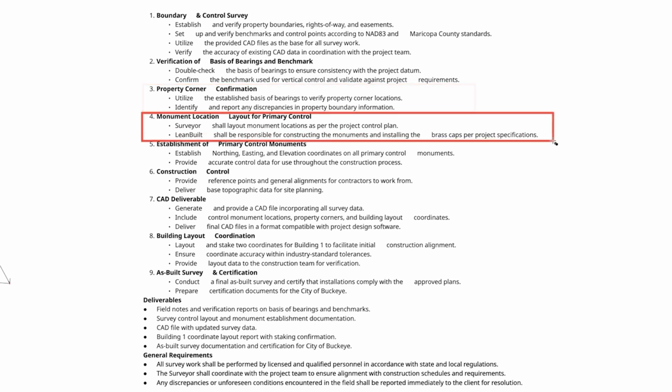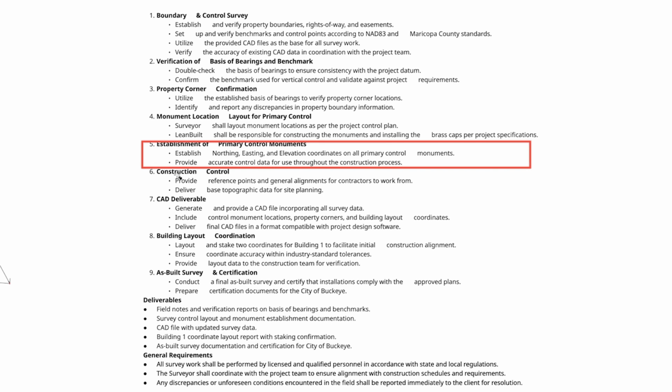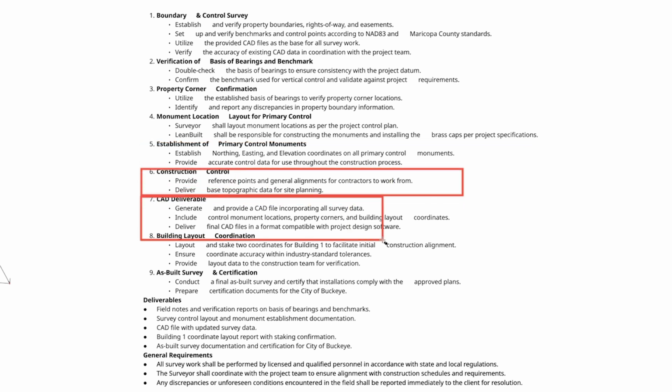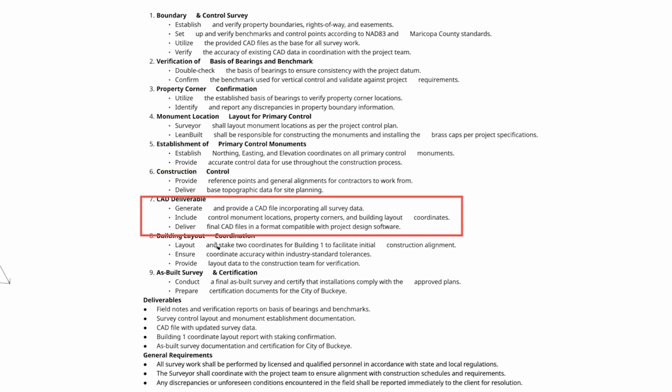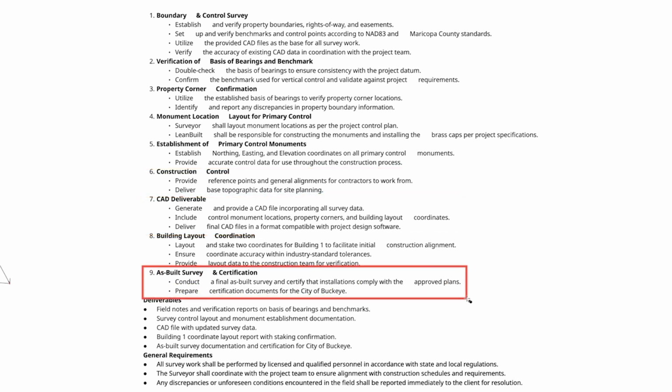They're going to lay out the monuments for our primary control system. Once we build the monuments for them, they'll come in and verify them. And then obviously we're going to have points per building. They'll deliver that in a CAD deliverable to us and then do any as-built certifications along the site. We are all set up, ready to go.